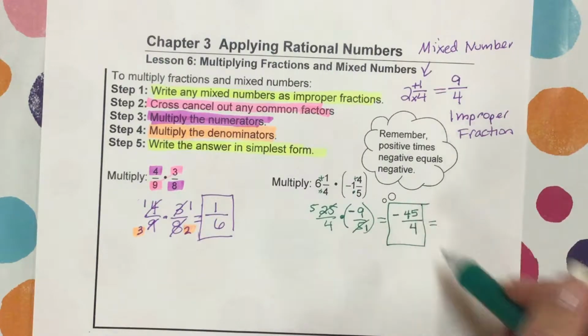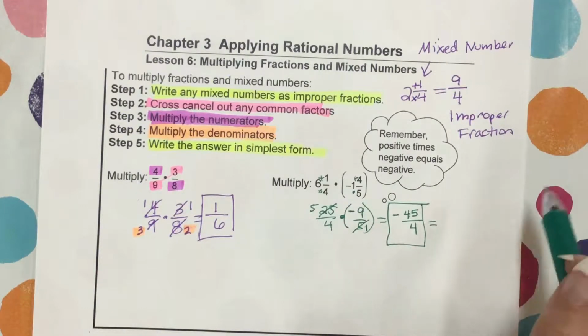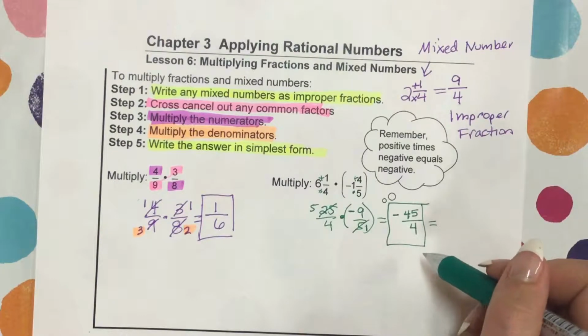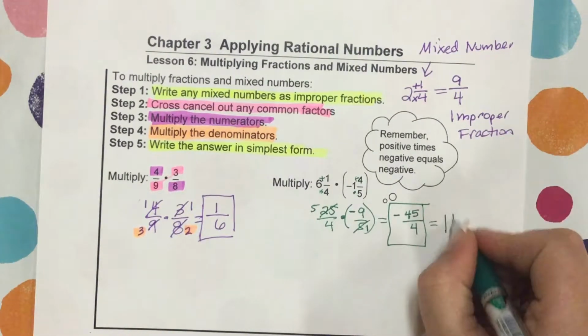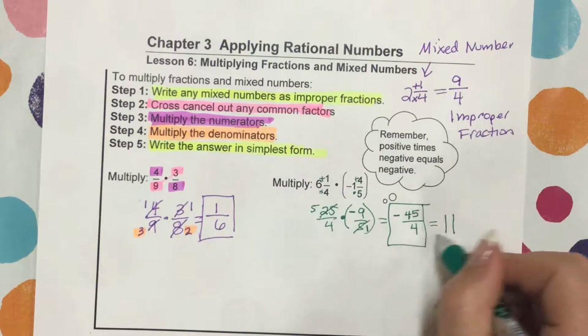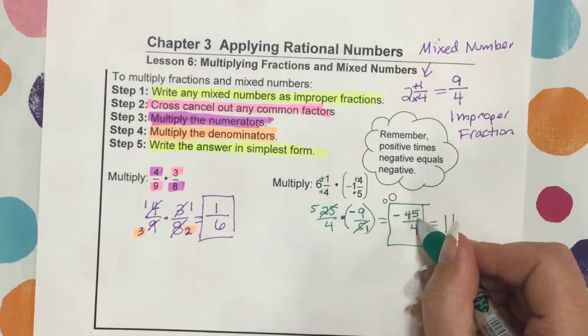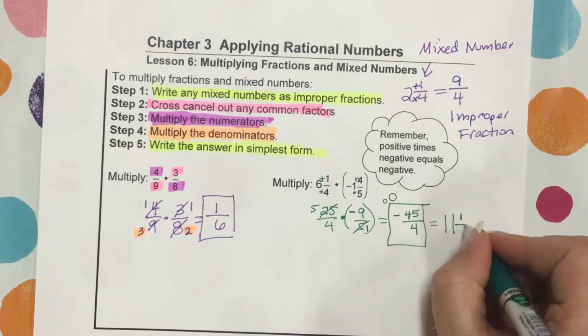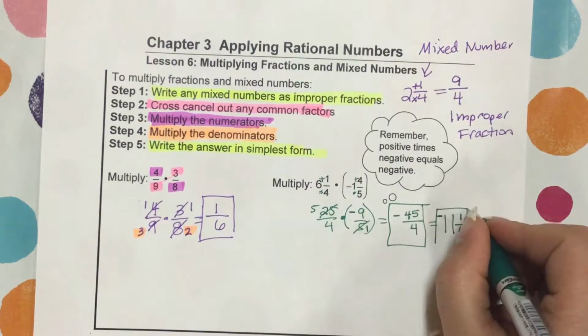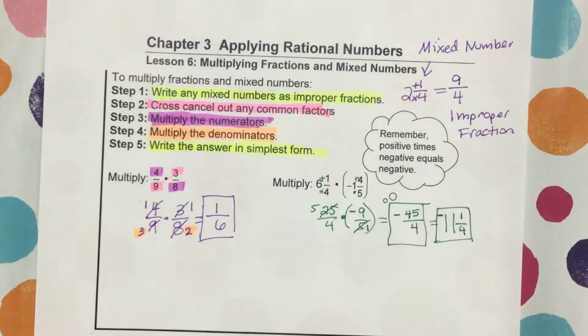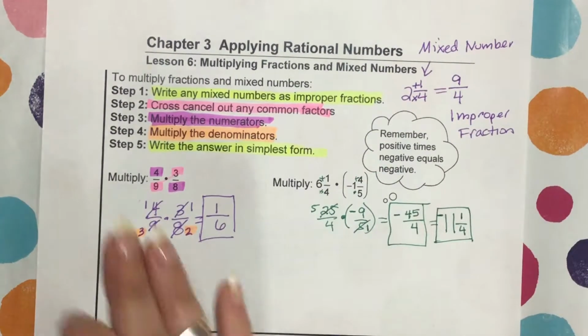So how many times does 4 go into 45? Well, I know that 4 goes into 40 10 times, and it would go in one more time to make it 44, which would make 11. 4 times 11 is 44. There would be 1 left over. And we cannot forget that it's a negative 11 and a fourth. So there we go. That's how you do it.